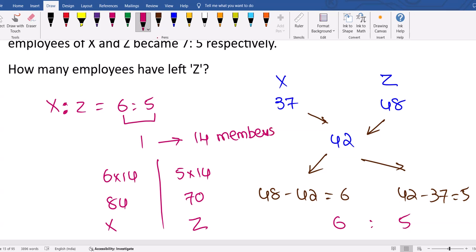Excellent question. Generally, this ratio will be given in the question. Already 6:5 is the ratio. Now, some people left. Now the new ratio is 7:5. So, how to handle that? Likewise, it's a question, right? But the beauty in this is 6:5, right? And how many employees left Z?